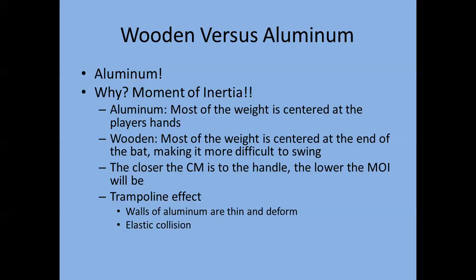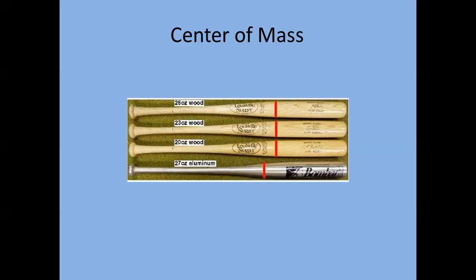Another reason that the aluminum bat outperforms a wooden bat is due to a phenomenon known as the trampoline effect. An aluminum bat is hollow and the walls of the aluminum are thin. The aluminum walls act like a trampoline during the collision. They deform, and when they go back to their original position, they transfer the energy back to the ball. Almost no energy is lost, resembling an elastic collision. Here's a picture that shows the differences in the center of mass of wooden bats versus an aluminum bat. The center of mass of the aluminum bat is closer to the handle.